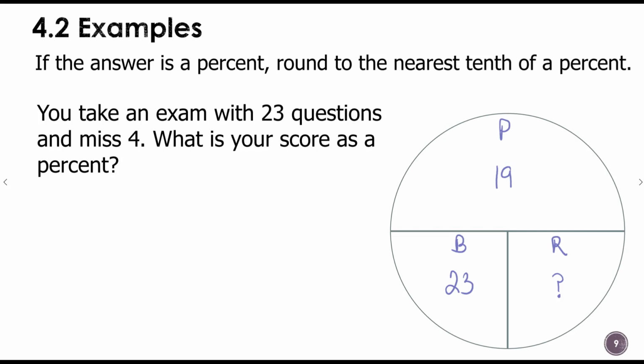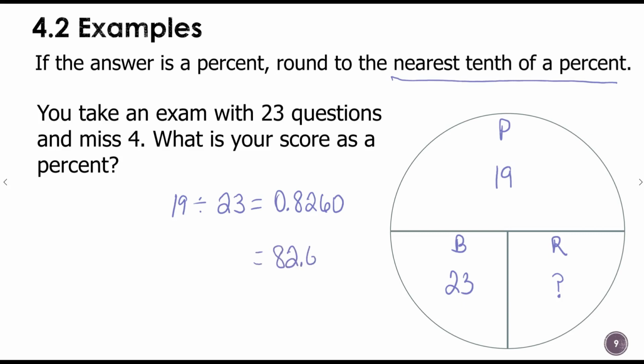So to calculate, we take 19, divide it by 23, and that gives us this number, 0.8260. I looked at that wrong. And then we are rounding it to the nearest tenth of a percent, so that's going to be 82.6%, because you can see that this number is a 0, and that would be the tenths place. Once I convert it to a percent, that tenth of a percent is very important.